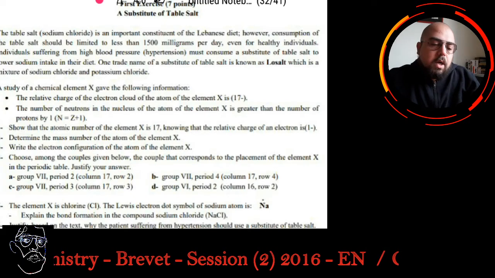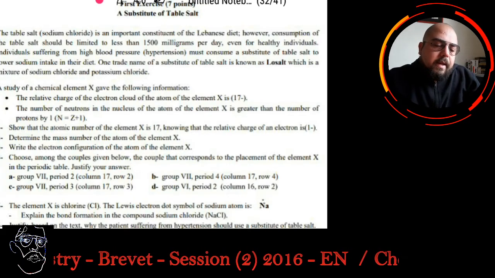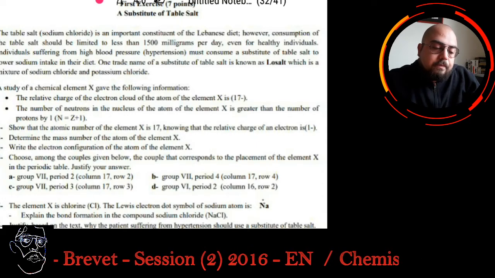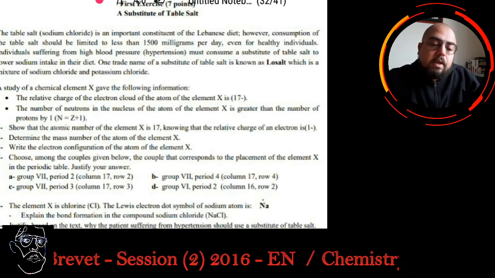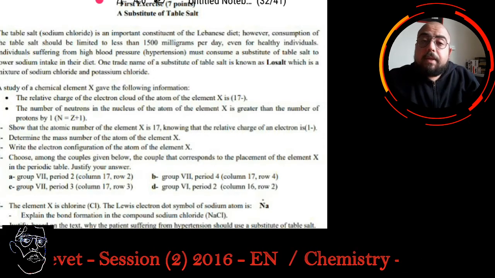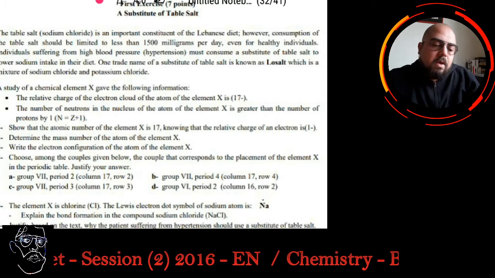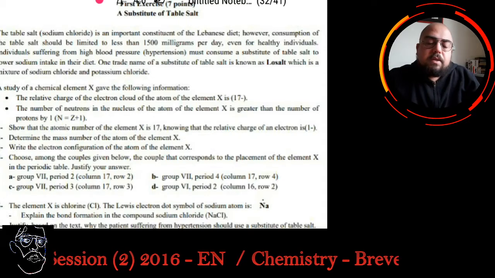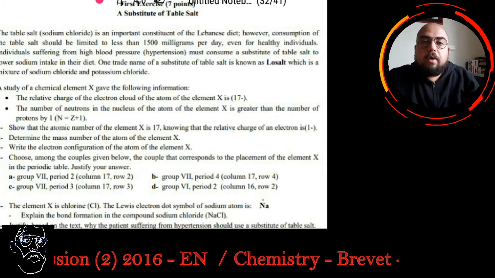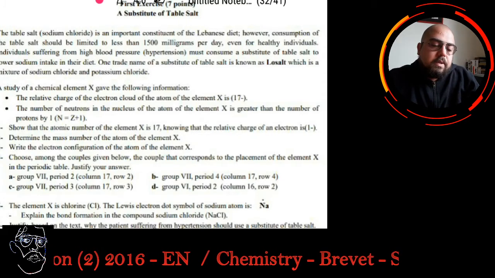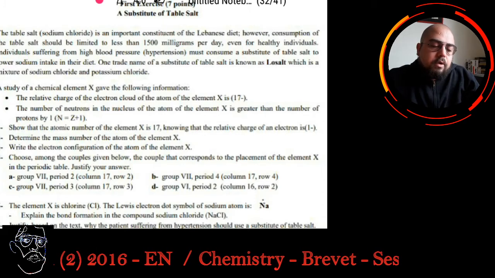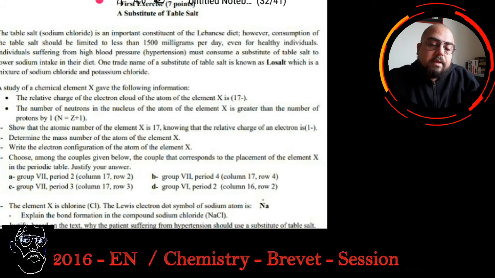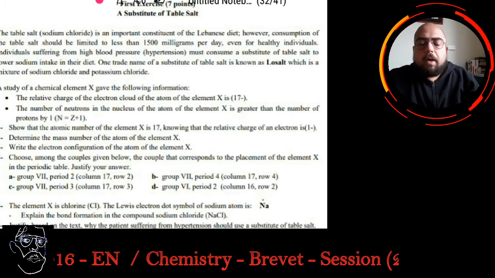and potassium chloride. A study of a chemical element X gave the following information. The relative charge of the electron cloud of the atom of the element X is 17 minus. The number of neutrons in the nucleus of the atom of the element X is greater than the number of protons by 1. N is equal to Z plus 1. Show that the atomic number of the element X is 17, knowing that the relative charge of an electron is 1 minus.